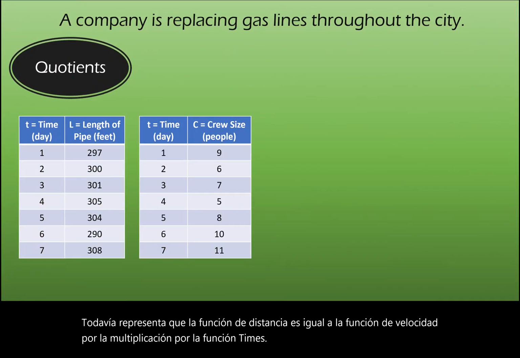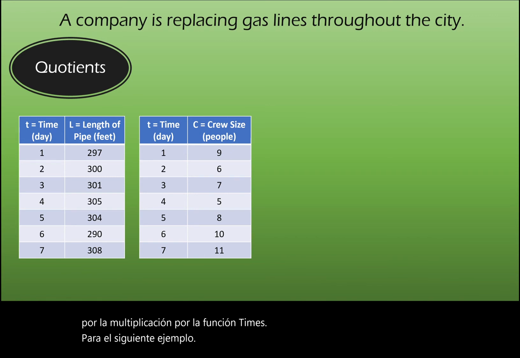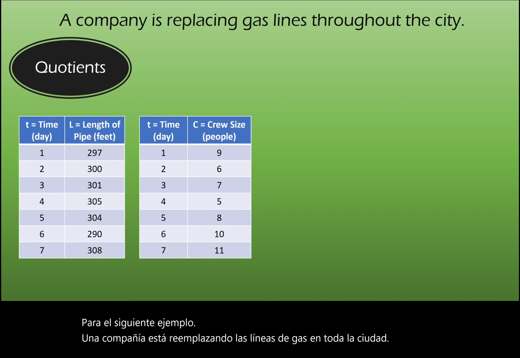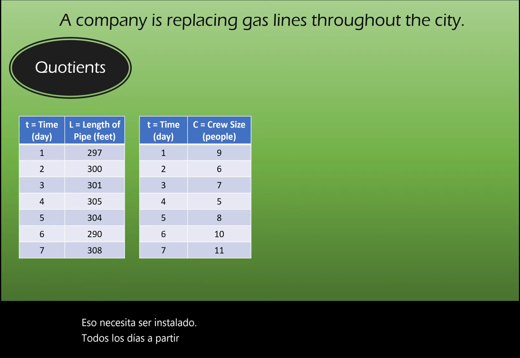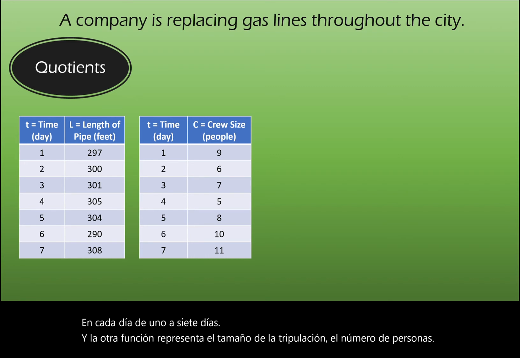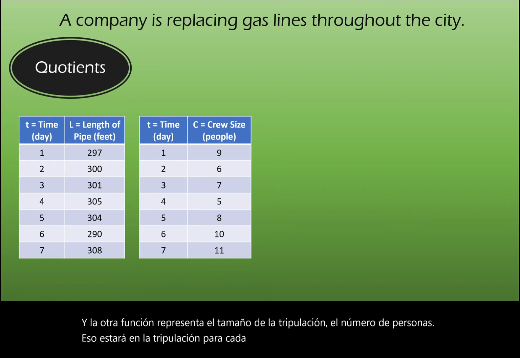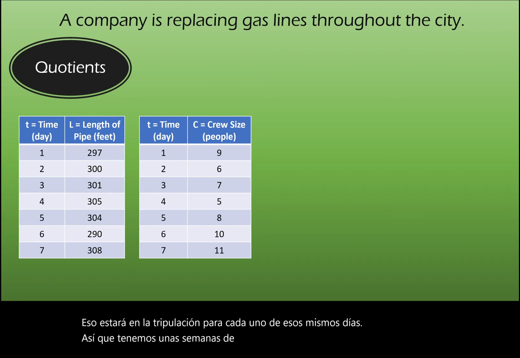For our next example, a company is replacing gas lines throughout the city. And we can see we have two functions represented. The first function represents the length of pipe that needs to be installed on each day from 1 to 7 days. And the other function represents the crew size, the number of people that will be on the crew for each of those same days. So we have a week's worth of work and a schedule of people that are going to be working.